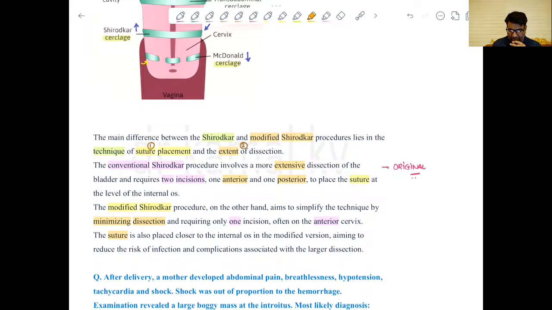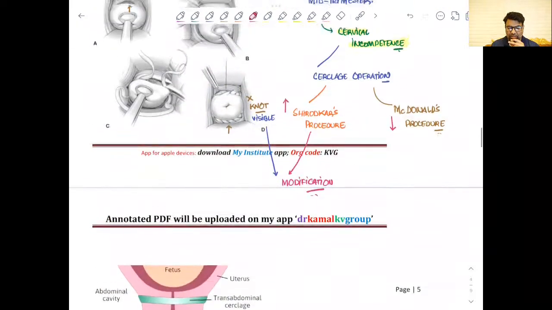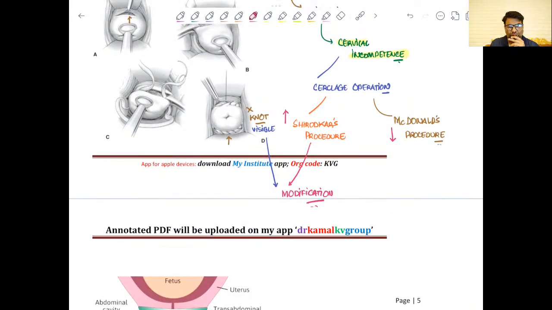So the suture is placed closer to the internal os, and this minimizes the risk of infection and also the complications which were associated with larger dissection, as we used to do in the original technique of the Shirodkar procedure, right? So this one is the modified Shirodkar procedure, where we are not visualizing the knots of the suture. Simple as that, okay?